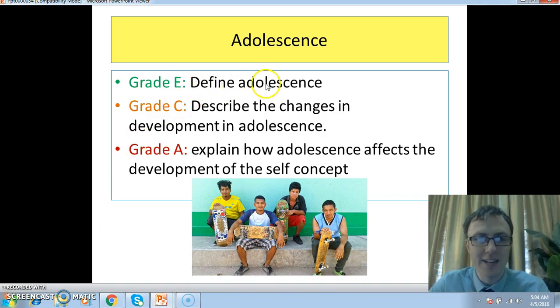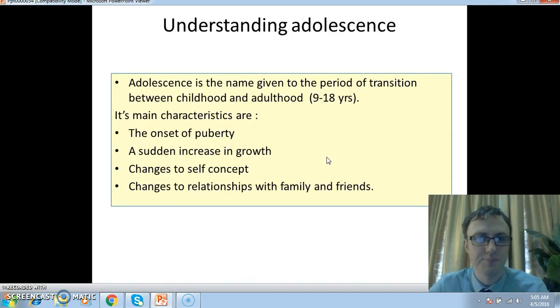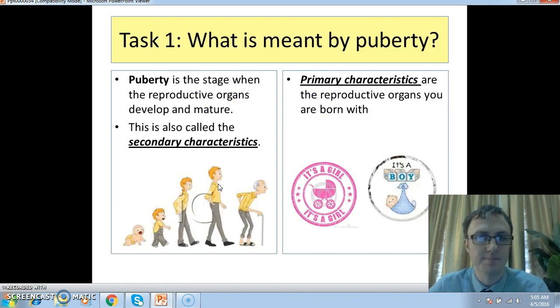We're going to define adolescence, we're going to describe the changes in development in adolescence, and we're going to explain how adolescence affects the development of the self-concept. Okay, what is adolescence? Well, it's the name given to the period of transition between childhood and adulthood, so ages 9 to 18. Its main characteristics are the onset of puberty, a sudden increase in growth, changes to the self-concept, and changes to relationships with family and friends.